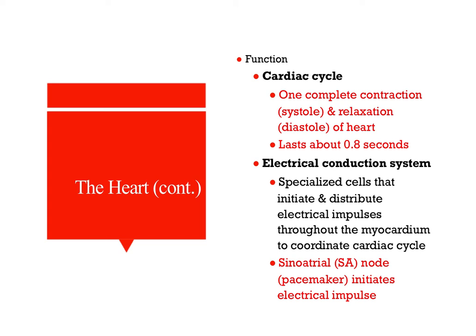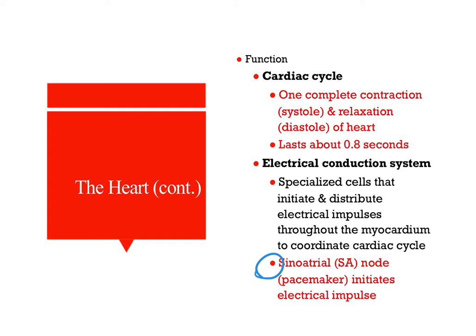So one of the most important things you need to know about the electrical conduction system is the SA node, or sinoatrial node. It is known as the pacemaker of the heart. So you've heard of people needing a pacemaker. It's because their SA node is no longer firing or sending those electrical impulses like it's supposed to. So when it malfunctions, that pacemaker shocks the heart to do what it's supposed to do.